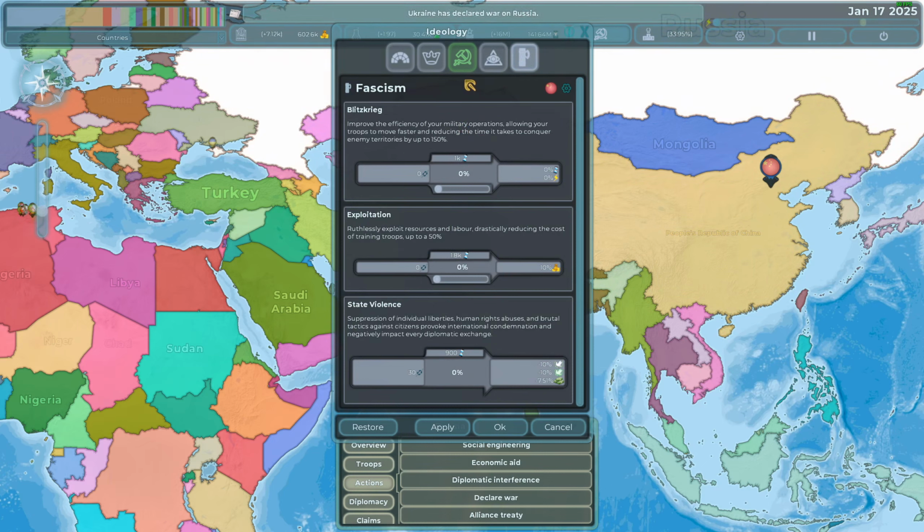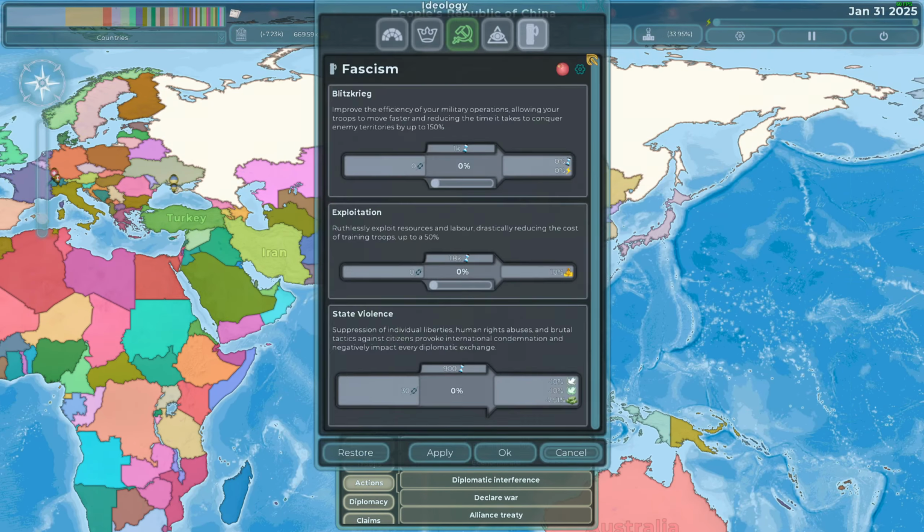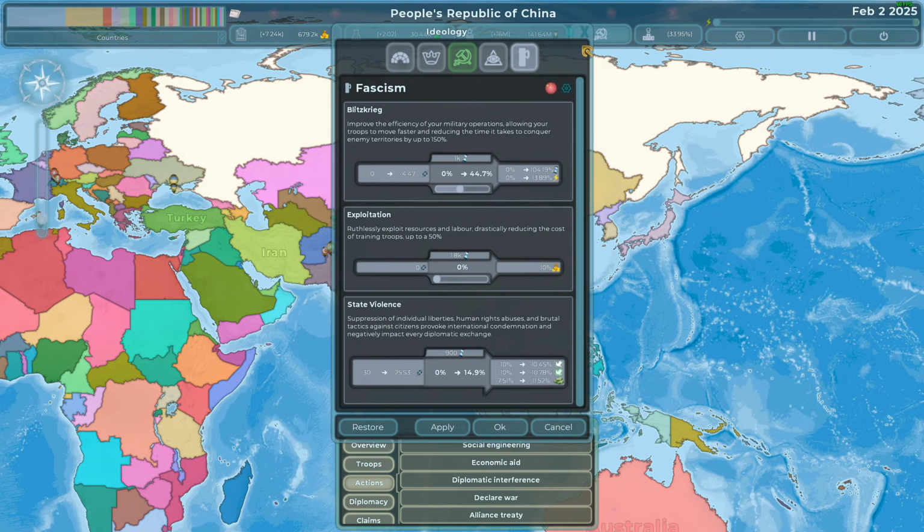Fascism. Blitzkrieg allows you to take territory faster. It also increases your movement speed. And then exploitation makes troops cheaper. This is probably the most powerful ideology in the game if you're aiming for cheaper troops.